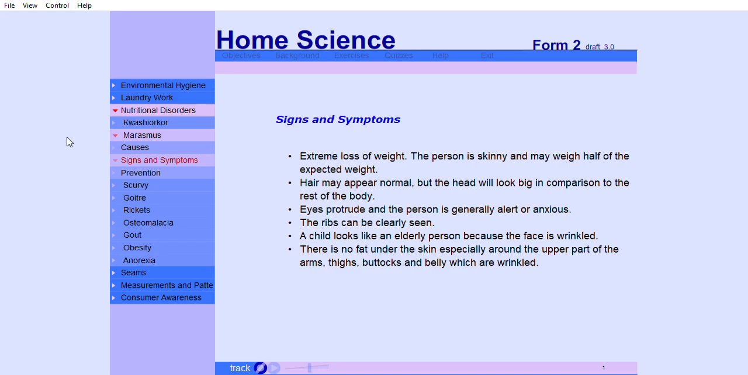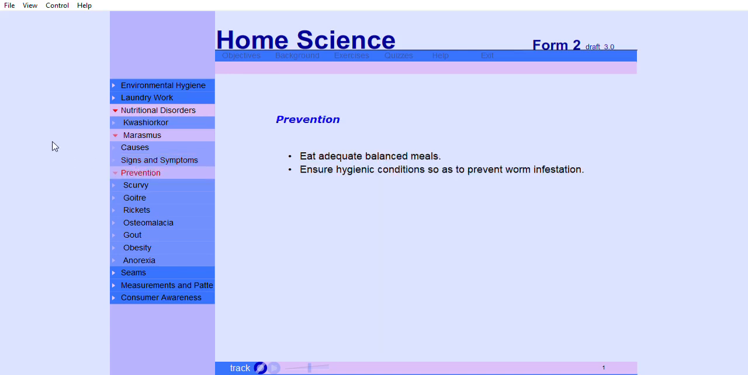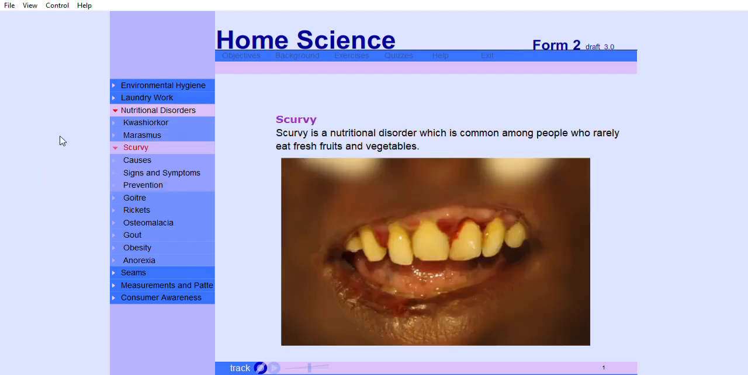There is no fat under the skin, especially around the upper part of the arms, thighs, buttocks and belly, which are wrinkled. In order to prevent marasmus, eat adequate balanced meals and ensure hygienic conditions so as to prevent worm infestation. Scurvy is a nutritional disorder which is common among people who rarely eat fresh fruits and vegetables.